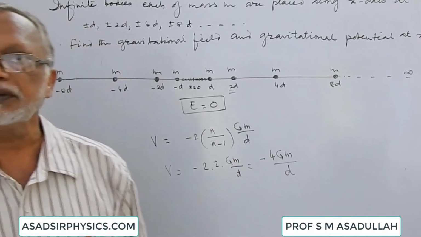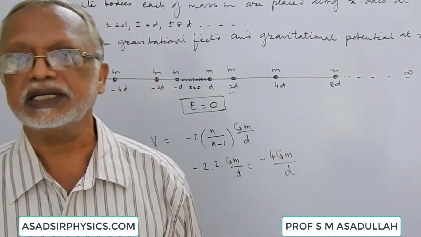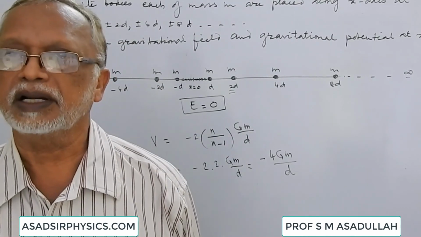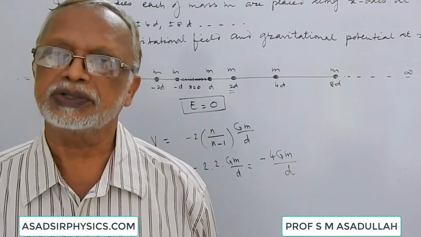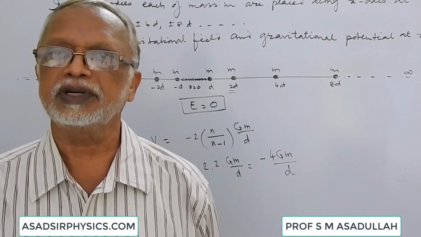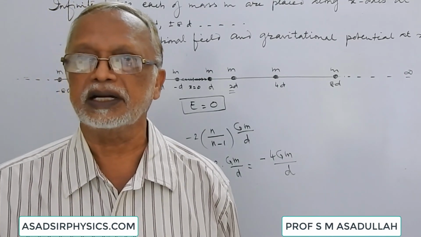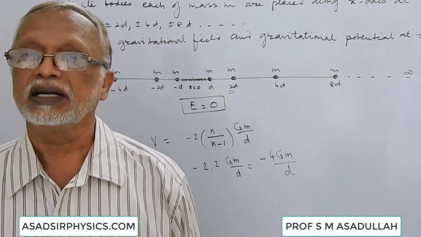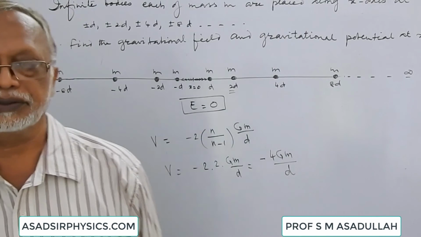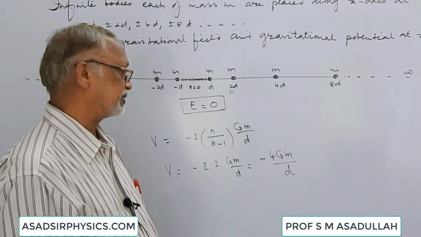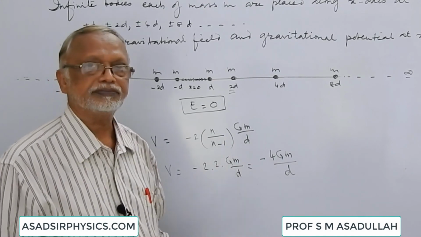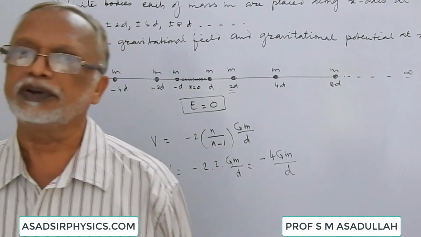If you got infinite bodies, each of mass 1 kg, placed along x-axis at plus or minus 1 meter, plus or minus 2 meter, plus or minus 4 meter, plus or minus 8 meter and so on, the gravitational field at x equal to 0 is 0, whereas the gravitational potential at x equal to 0 is minus 4G. I hope it is clear to you.